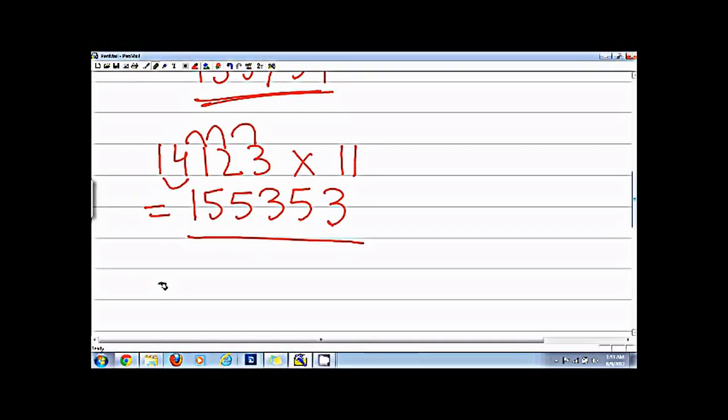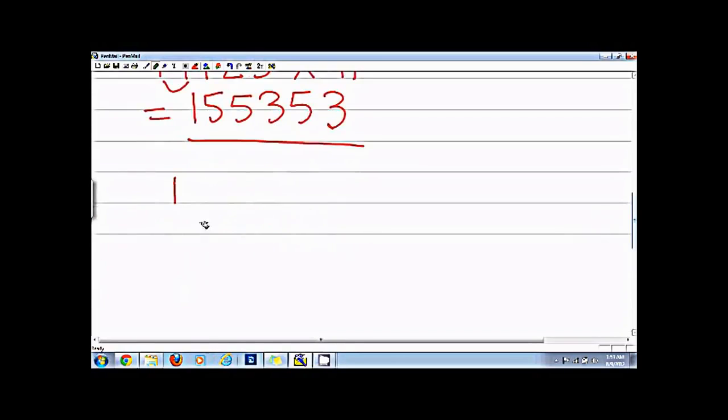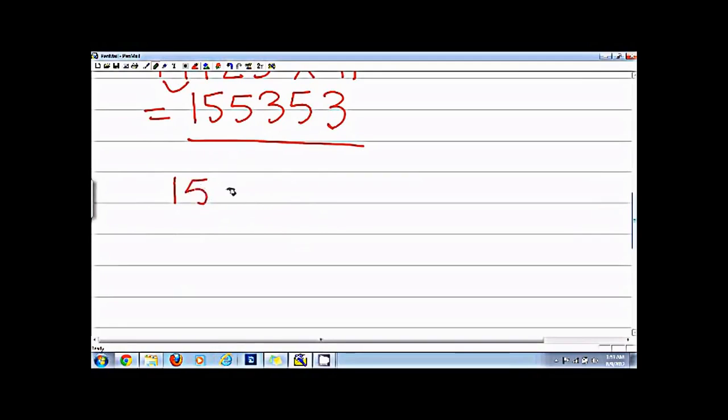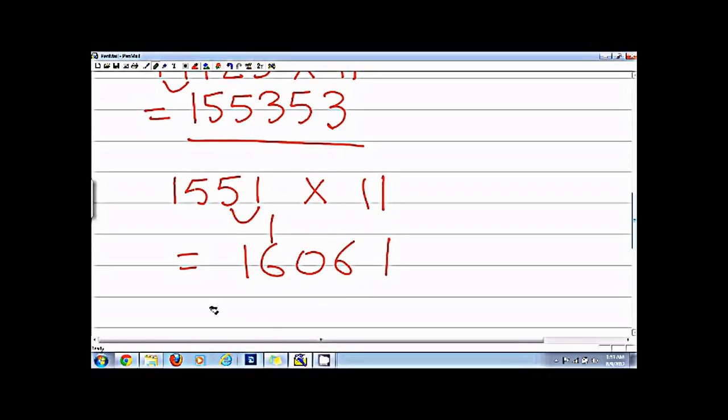For example, now I have 1551 and I want to multiply it by 11. In this case what I'll have is 1, and then 1 plus 5 is 6, and then 5 plus 5 is 10. If I do 10, then I have to write 1 here, and then 5 plus 1 is 6 and then 1. So the answer will be 17061. Am I correct or not?